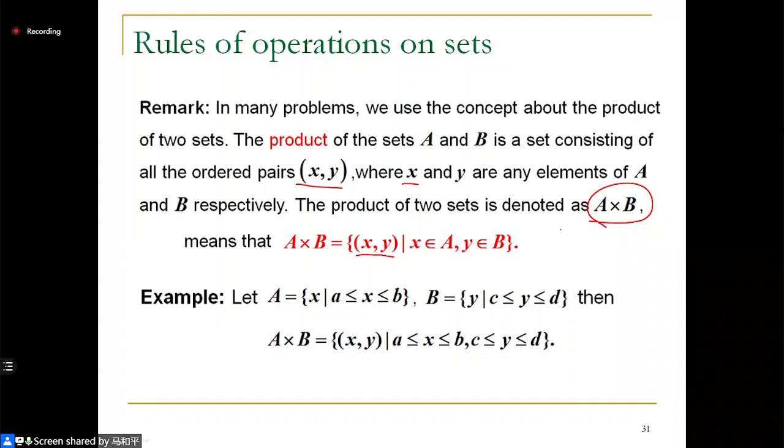For example, A is the set {1, 2}. B is the set {1, 3}. Can you write the set A product B? Think about it. Tell me the elements of A product B.